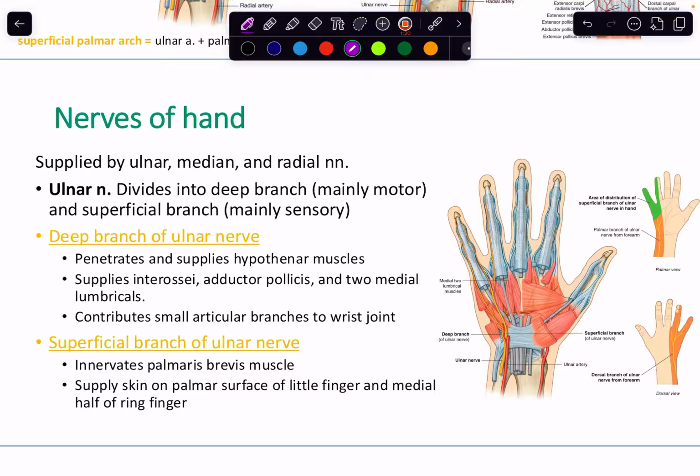So they penetrate and supply the hypothenar muscles, the interossei, and two lumbricals. Superficial innervates palmaris brevis. Palmaris brevis was one muscle like platysma here. It arises from the flexor retinaculum and is attached to the dermis of the skin, right? And it is a horizontal muscle. All right. Cool.